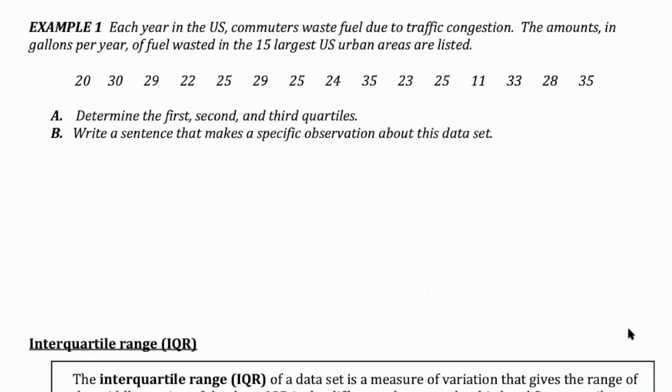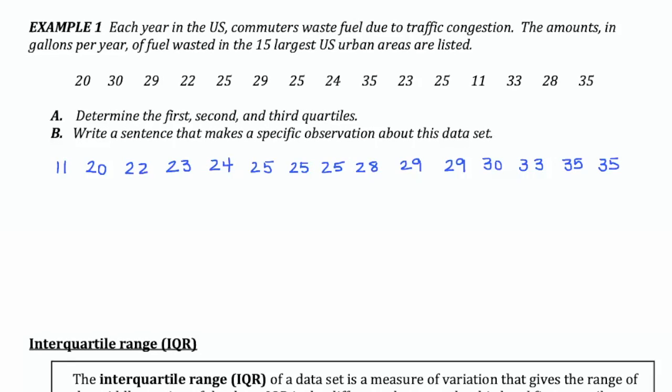In example 1, this is data for each year in the US, the waste fuel commuters use due to traffic congestion. The amount in gallons per year of fuel wasted in the 15 largest US urban areas are listed. So we're asked to determine the first, second, and third quartiles and write a sentence that makes a specific observation about this data set. Step 1 is to put your data in order.